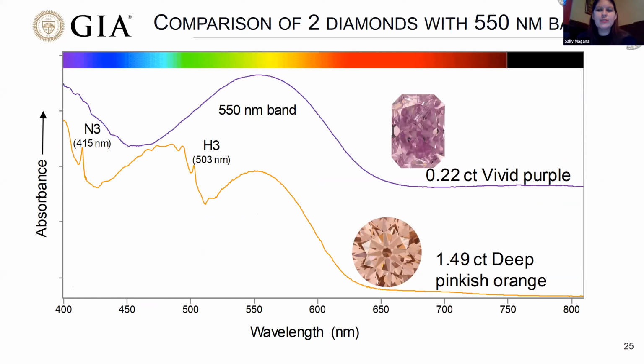So this is a slide that shows why we see so many different colored diamonds under what I call a pink umbrella. These are two stones that look very different. This is a vivid purple on the top, and on the bottom we have a pinkish orange. But you can see that they're both colored by the 550 nanometer band. It's other features in the stone, nitrogen-related features such as the H3 and N3, that help shift the color in this pinkish orange. Instead of appearing purple, it starts to appear as pinkish orange.